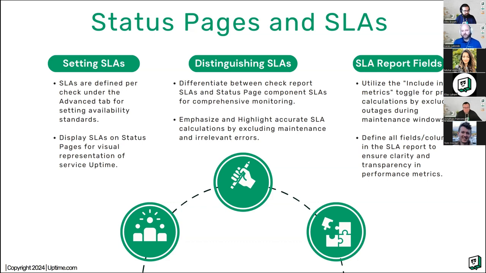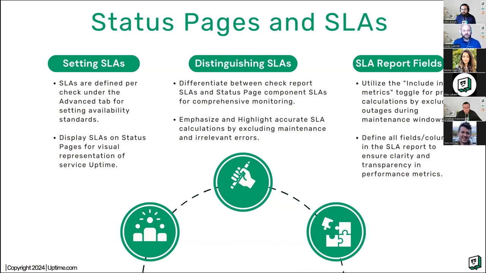Also, our status pages are a very powerful tool. You can display SLA statistics on those status pages so that whether it's for internal use or for public-facing use, users can go and see which components are up, which are down. They can be notified of any maintenance windows or incidents, and also see SLA statistics on those pages.